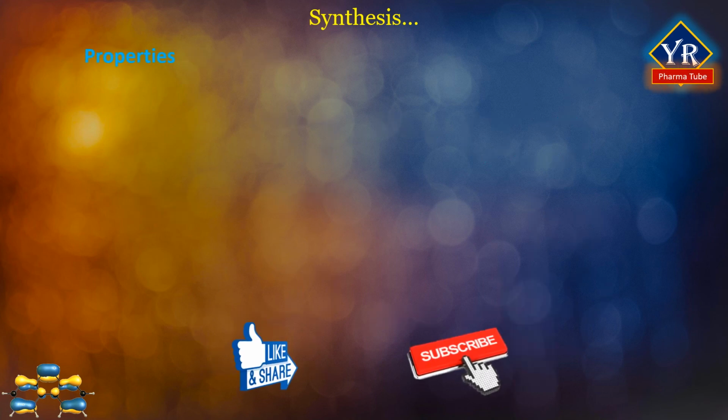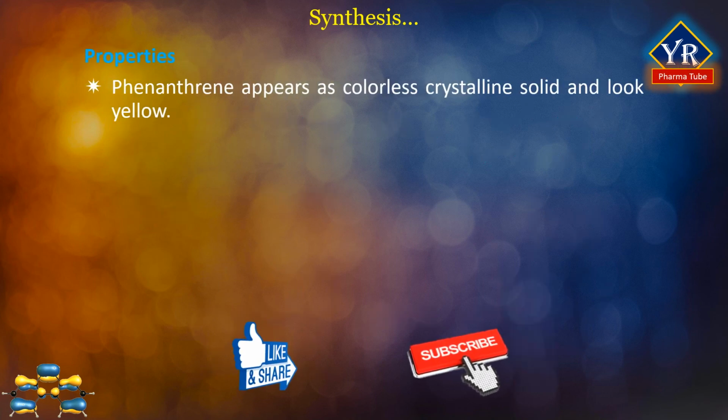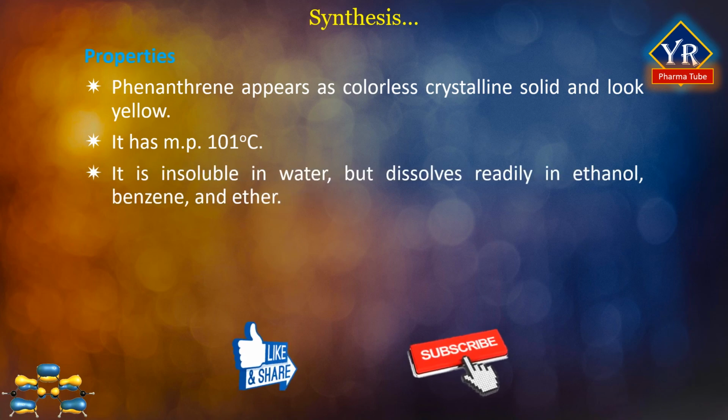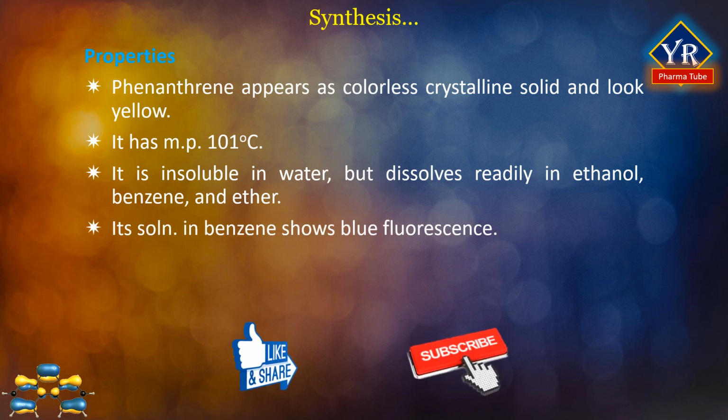Properties of phenanthrene. Phenanthrene appears as a colorless crystalline solid and looks yellow in color. It has a melting point of 101 degrees centigrade. It is insoluble in water but dissolves readily in ethanol, benzene and ether. Its solution in benzene shows blue fluorescence.